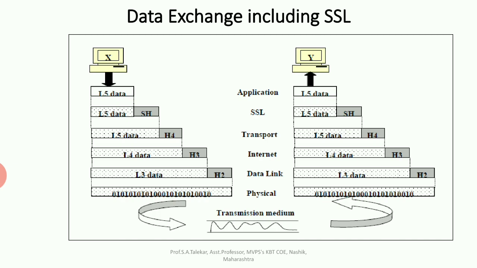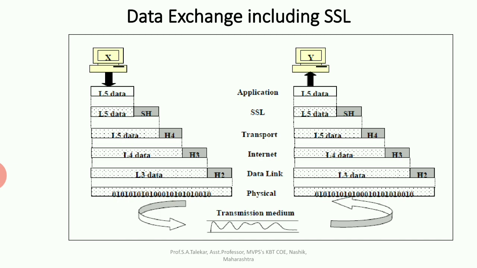See here, there are two hosts, host X and Y. X is the sender, Y is the receiver, and we can see here how data is transmitted from X to Y: from the application layer to the physical layer, and then at the receiver end, from the physical layer to the application layer. The data created at the application layer goes to the next layer, called the SSL layer.